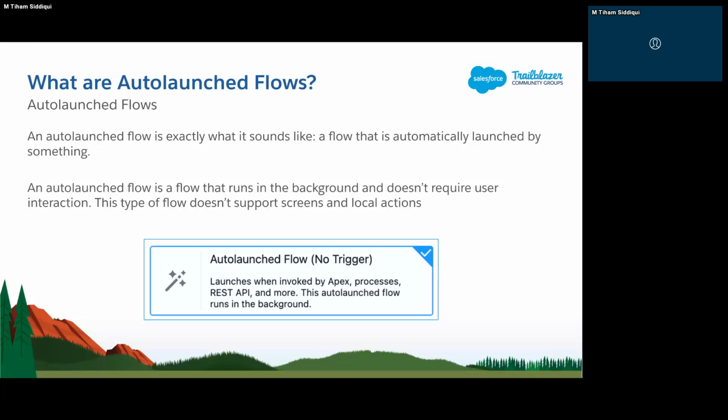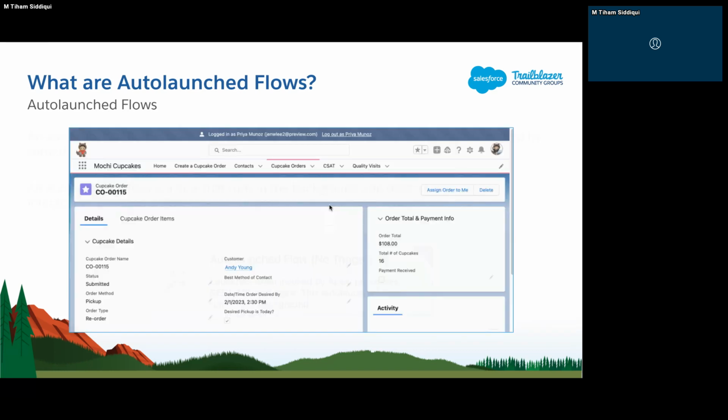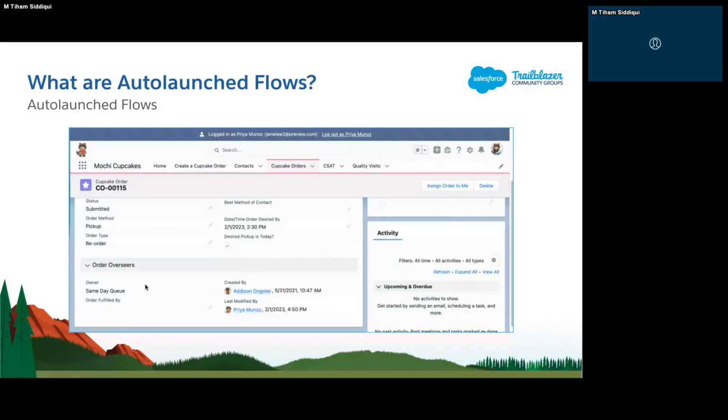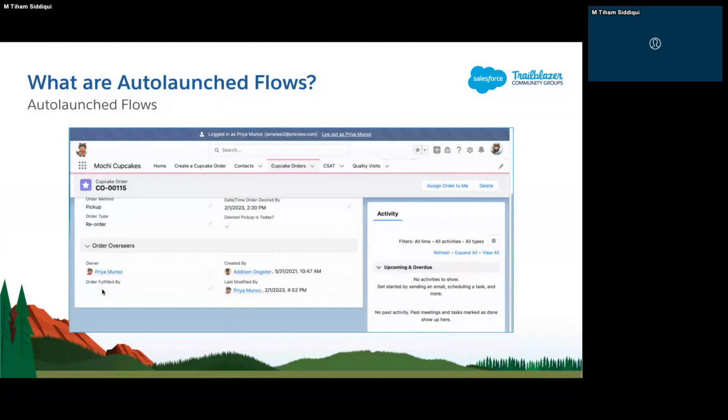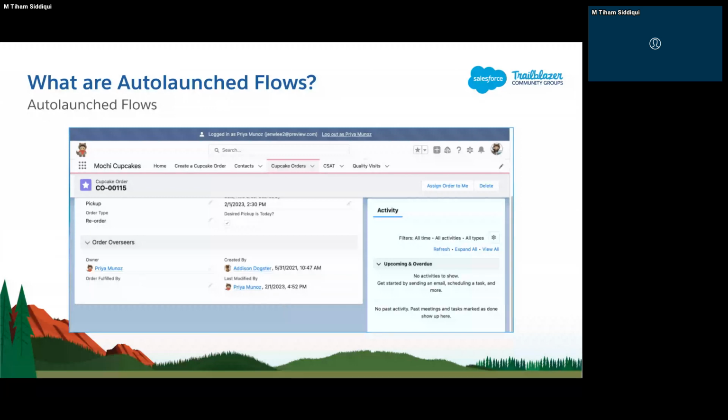Autolaunched flows. This is something that is triggered by Apex or any external services. It doesn't need any user interaction. So let me just show you the example. Here you can see that the record status is submitted, and using this button, this triggers the flow, and in this flow there are some actions performed, like the status is updated to assigned and the owner is changed.